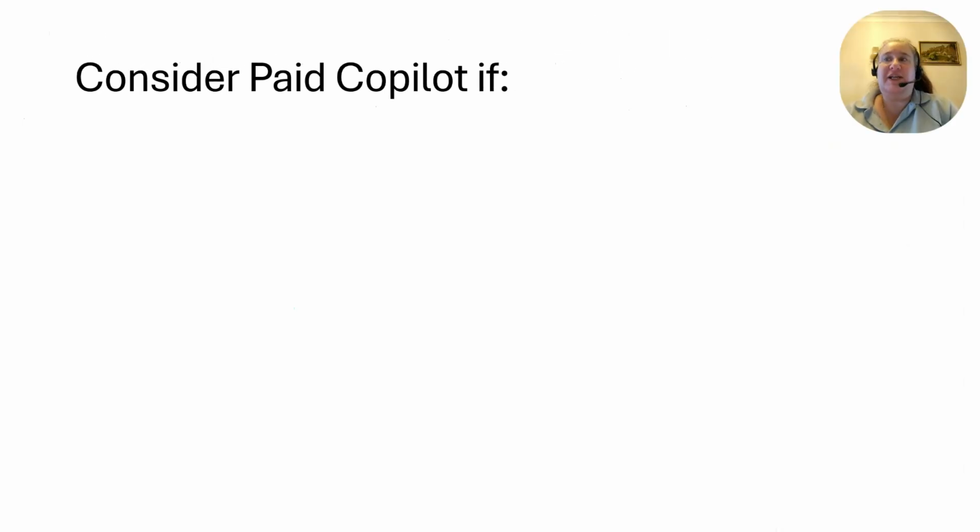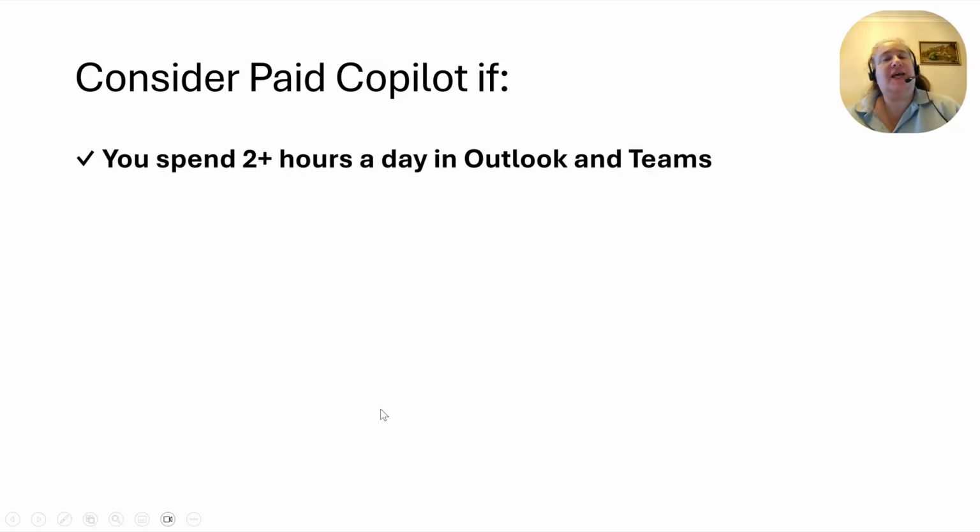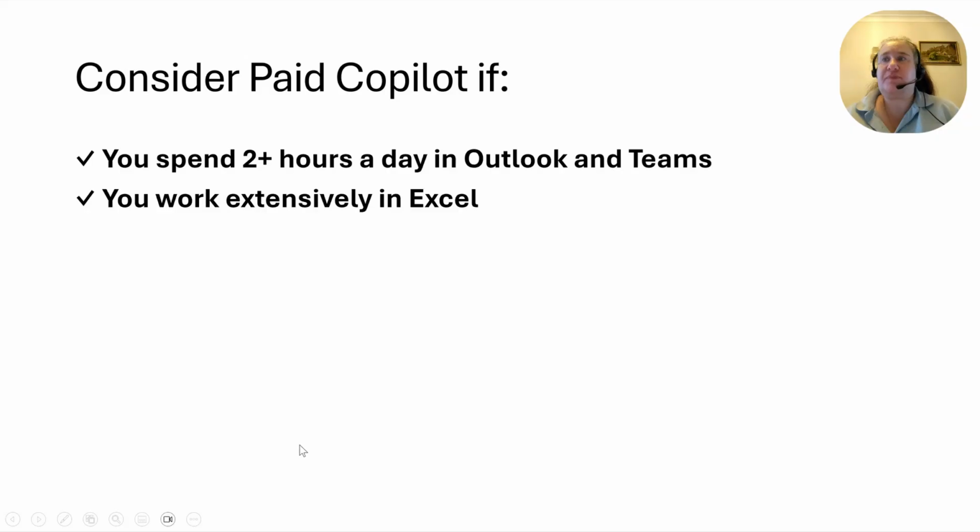You should seriously consider the paid version if you tick 3 or more of these boxes. So first off, you spend 2 or more hours a day in Outlook and Teams. Because Copilot can summarize your emails, can find information across conversations, and draft responses based on context it already has. Next, you work extensively in Excel. This is a big one. If you need help with formulas, data analysis, pivot tables, then you need the paid version. If Excel is where you spend most of your day, that's a major reason to upgrade.